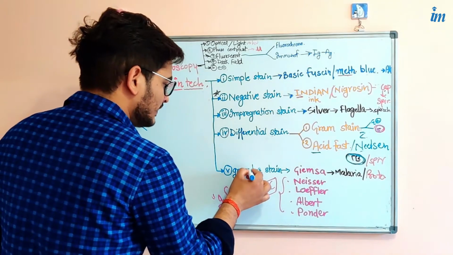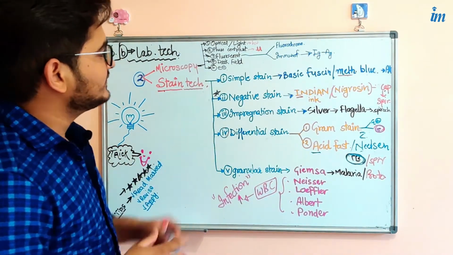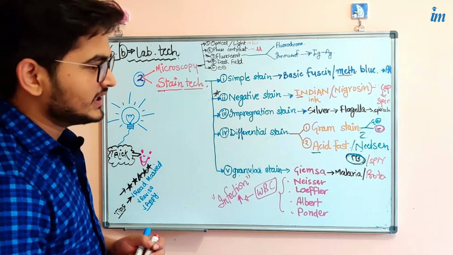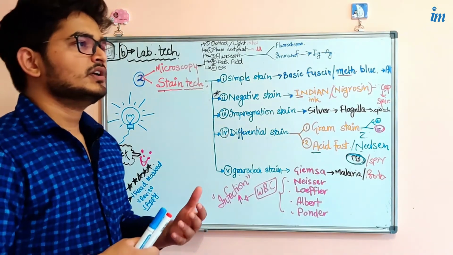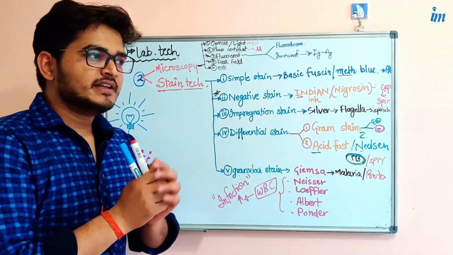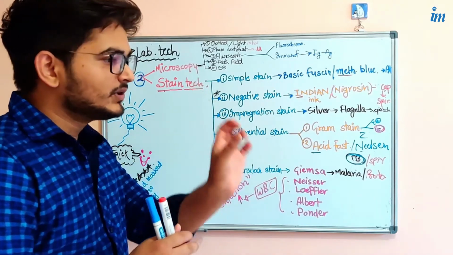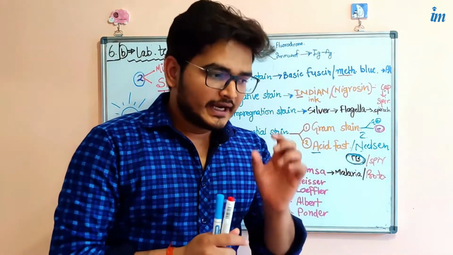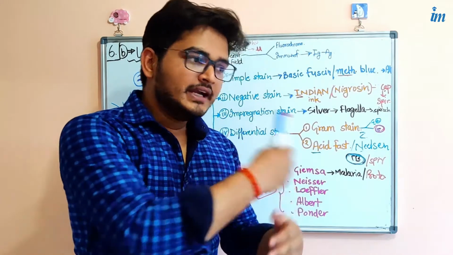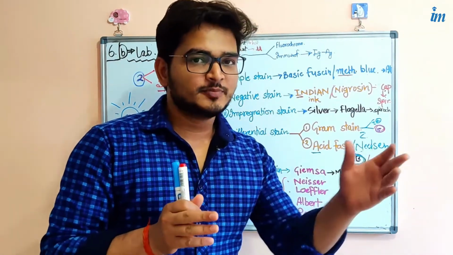After simple stain, the second one is the negative stain. What does negative stain mean? It is used when you know that organisms are present, but there is a subdivision of those organisms. Then you use a particular type of agent, and if that agent binds with those organisms, it is somewhat similar to antigen specificity.